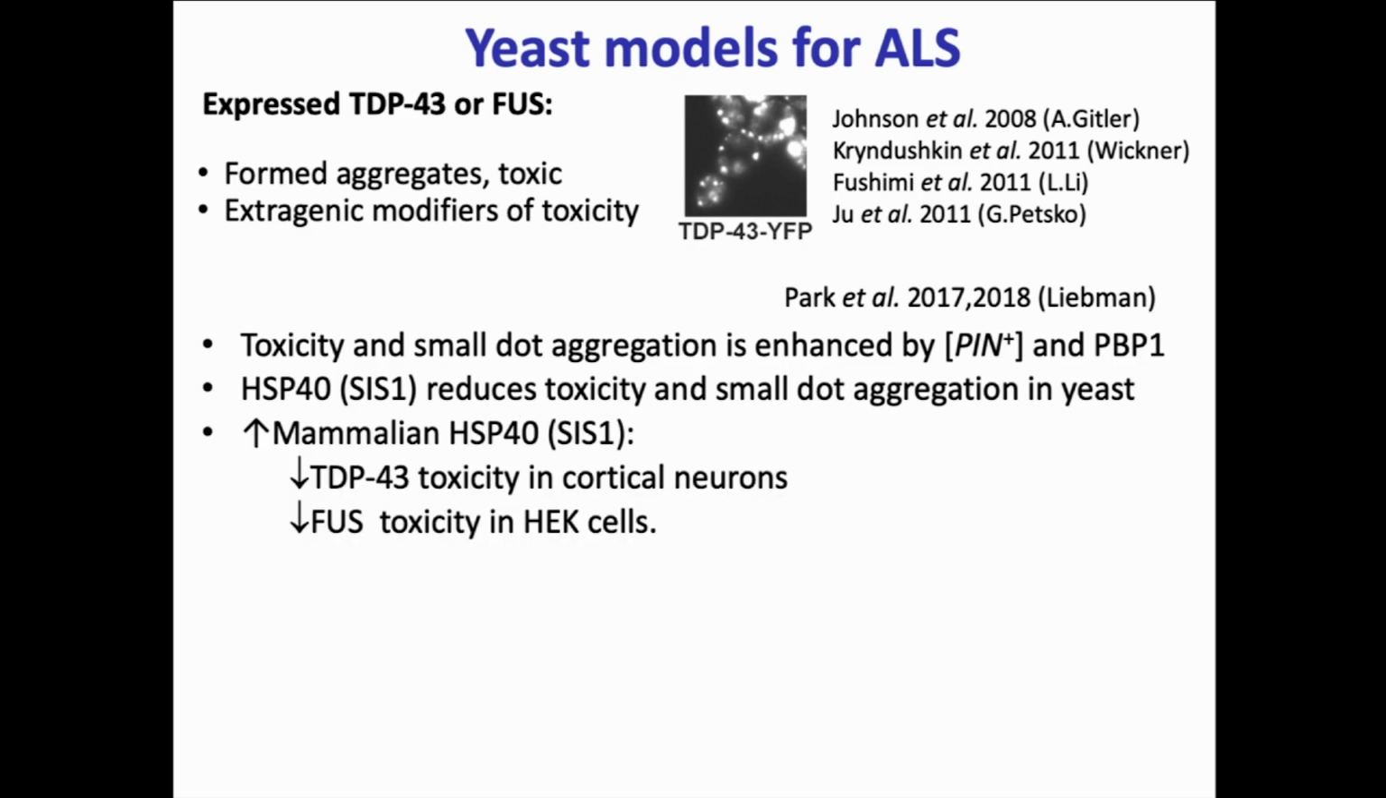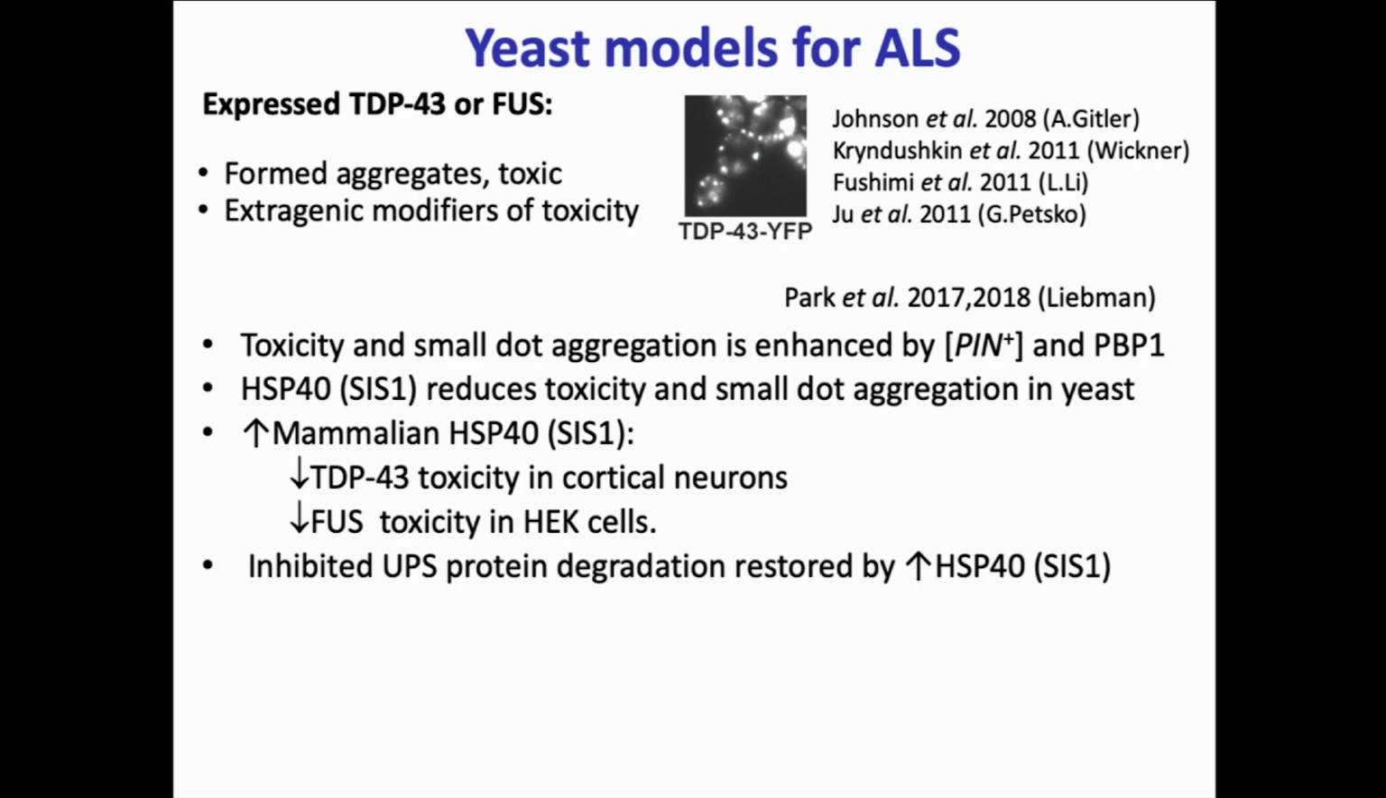And our collaborators showed that overexpression of the mammalian homologue of the HSP40 caused a reduced toxicity of TDP-43 in cortical neurons or of FUS in HEK cells. We don't know why TDP-43 or FUS are toxic in yeast, but we do know that they inhibit the ubiquitin proteasome degradation system, and that overexpressing HSP40 restores that degradation.